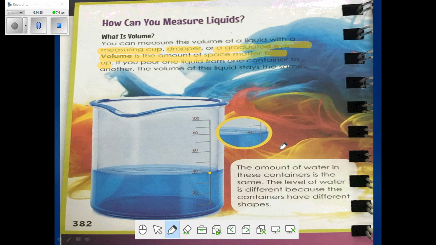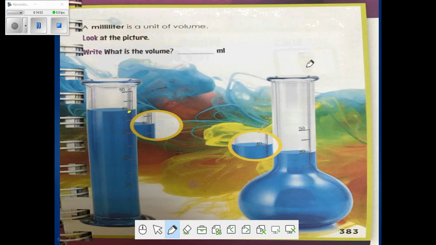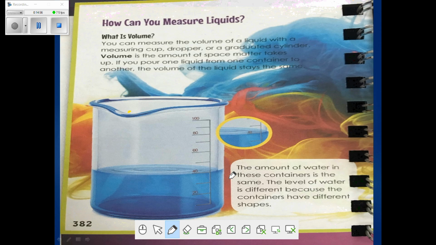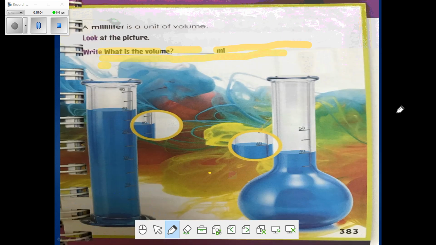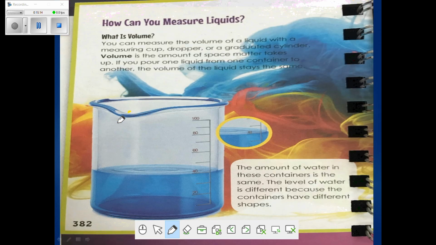So we said, what happens to the water's shape? And now I'm asking what happens to the water's volume. The water's shape is different because we have different containers. But the water's volume, the water volumes, look, are the same. So the water's volume stays the same. Here 40, 40, 40.